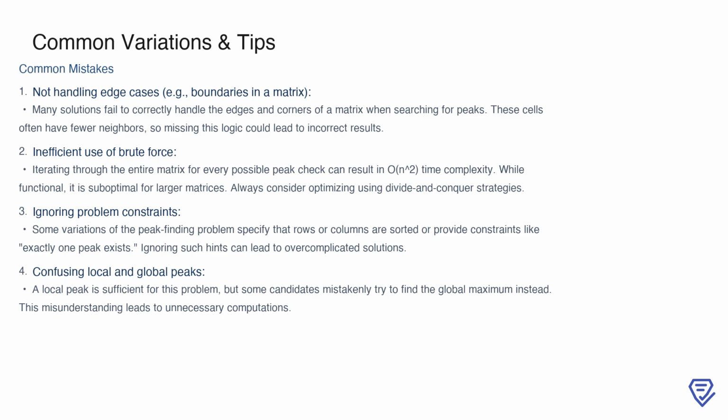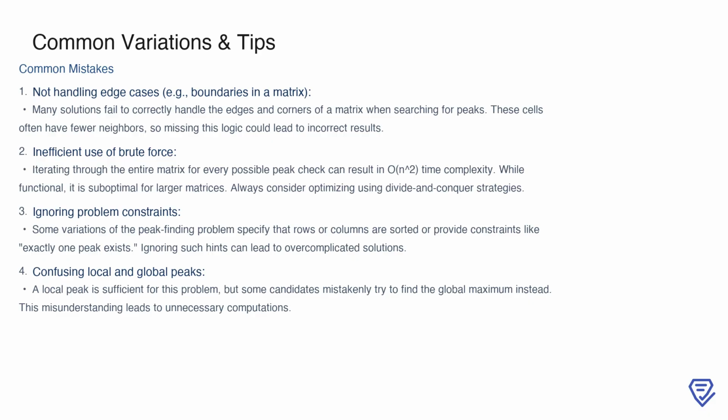Edge and corner cells have fewer neighbors, and failing to account for this can result in incorrect logic and missed peaks. Another pitfall is relying on brute force solutions, which involve iterating through every cell in the matrix and checking for peaks. While this approach works, it leads to an n² time complexity, which is highly inefficient for larger matrices. Instead, you should aim to optimize your solution, for example, by using divide and conquer techniques.